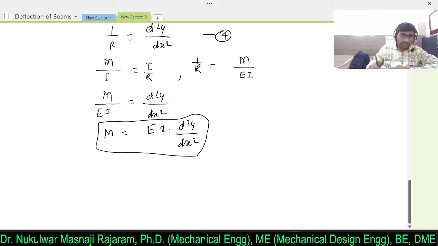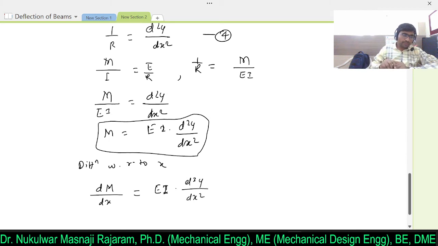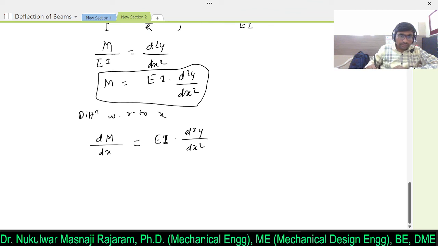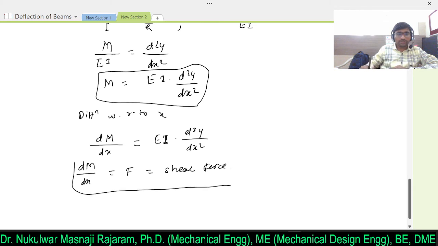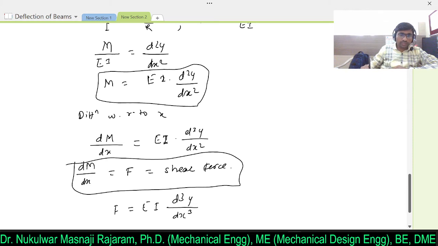Now differentiate the above equation with respect to x. Then I can say dM divided by dx equal to EI, as this is constant, so I will consider EI into d cube y divided by dx cube. Now here dM divided by dx is nothing but F, a shear force. Clear? So the shear force is given by EI into d cube y divided by dx cube.